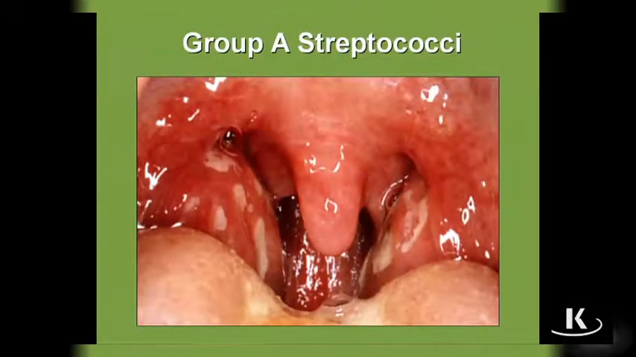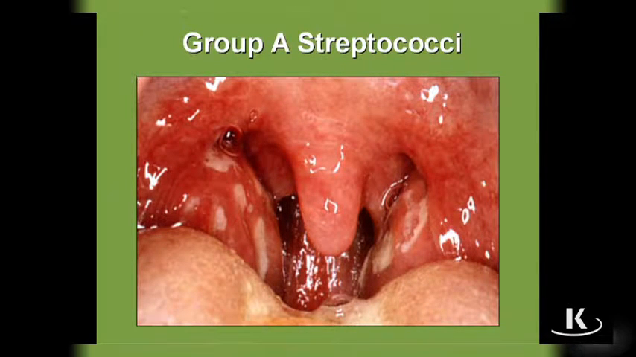Necrotizing fasciitis is very fast acting. Typically it will require amputation, and if you don't catch it fast enough, it has a very high fatality rate. All right. Here's an image of group A strep.